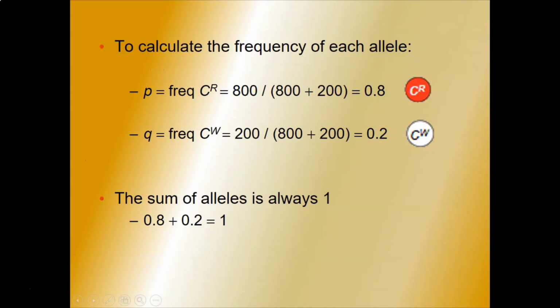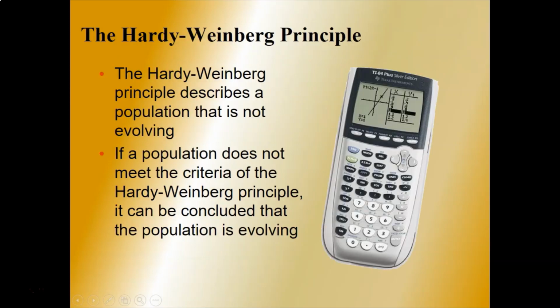To calculate the frequency of each allele, pretty simple stuff here: how many alleles out of the total are there? For red, there were 800 out of 1,000, and that equals 0.8, or 80% of the alleles would be red. And that's your p. The frequency of the dominant allele is your p, whereas your q is the frequency of the recessive allele. In this case, it's 200 out of 1,000, so about 20% of the alleles are the recessive variant. The sum of alleles is always 1: 0.8 plus 0.2 equals 1, or 80% plus 20% equals 100% of the alleles.